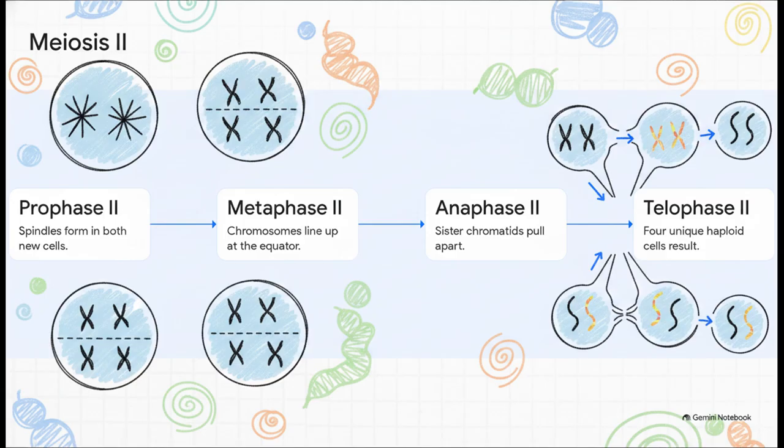Then in anaphase II, the sister chromatids, those exact duplicate halves of each chromosome, are finally pulled apart to opposite poles. By the time we reach telophase II and the cells divide, we have finalized our product. We get 4 completely distinct haploid cells.